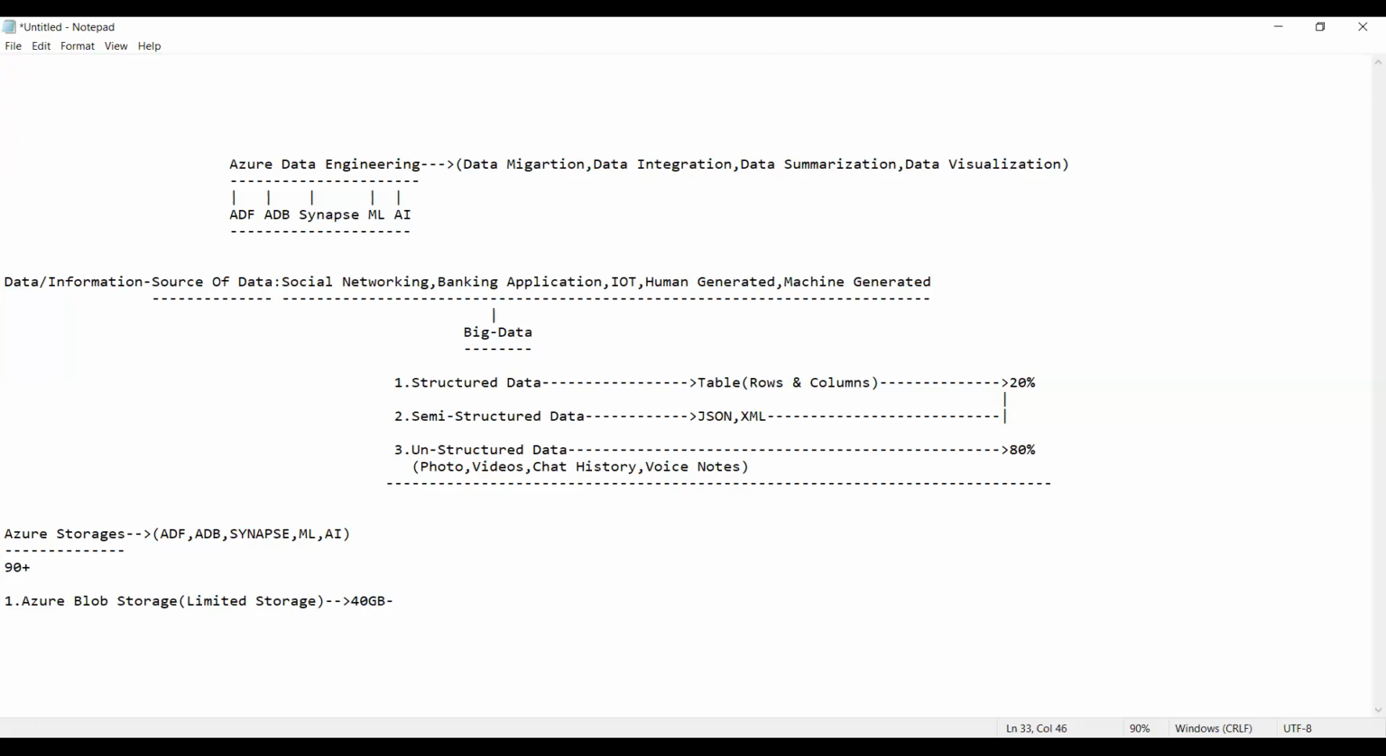What type of data can you store? You can store all types of data. That means you can store structured data here, and you can also store semi-structured data.